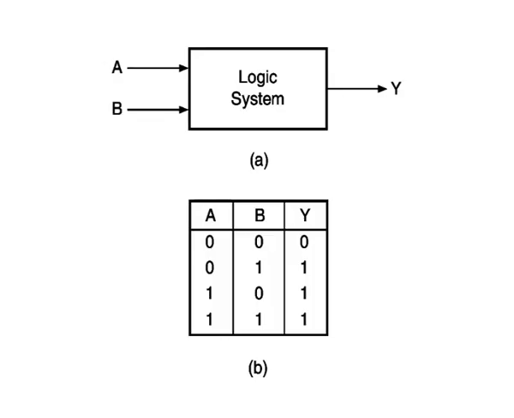When the number of input binary variables is only 1, then there are only two possible inputs, that is 0 and 1. If the number of inputs is 2, there can be 4 possible input combinations, that is 0 0, 0 1, 1 0 and 1 1. The part B of the figure shows the truth table of the two input logic system represented by part A of figure.